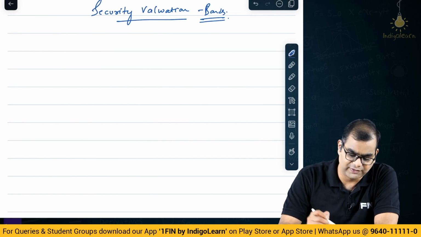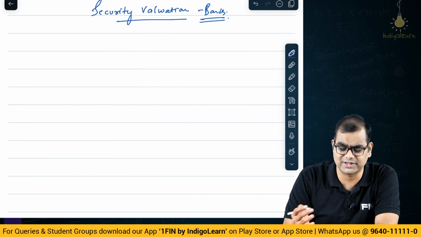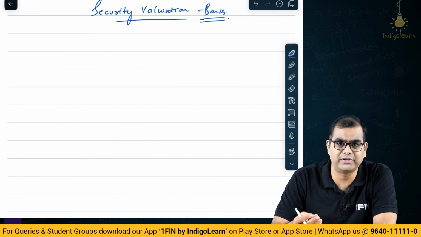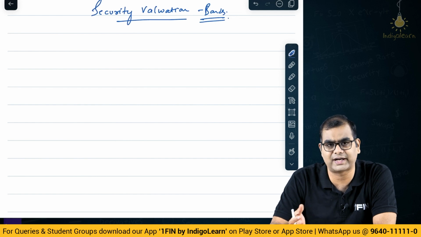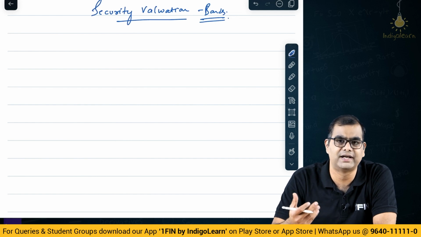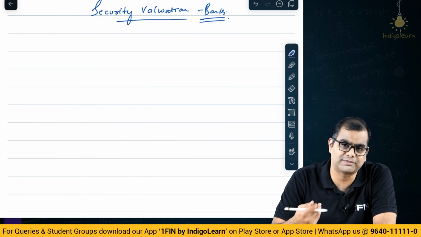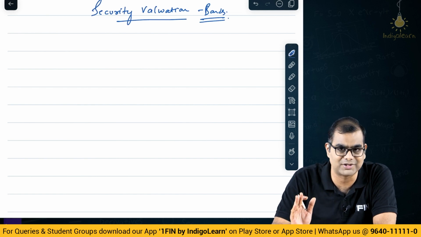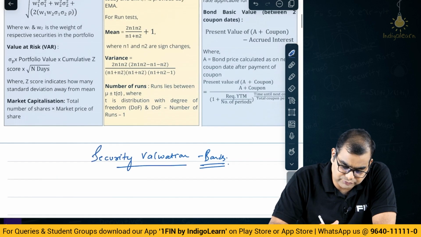So let's start off. We can call them bonds or debentures, it doesn't matter. What I will do is take you through the key formulae and discuss them very briefly, and then in between we'll look at some problems and try to cover the entire chapter comprehensively, both from a conceptual perspective as well as from an exam perspective, so that you are thoroughly prepared for the exams. Okay, let's get on with it.